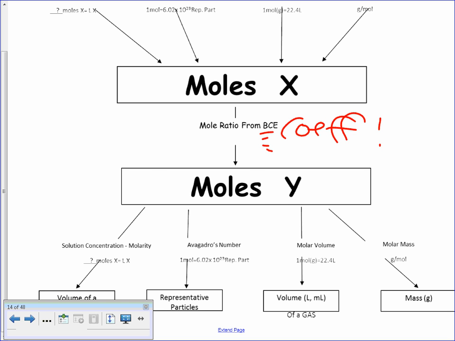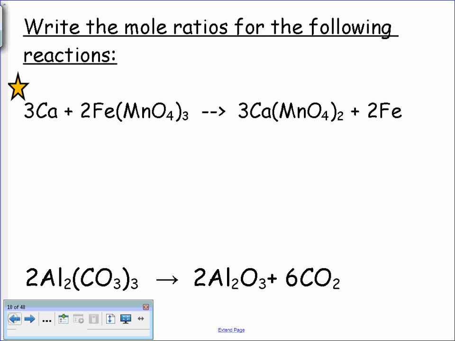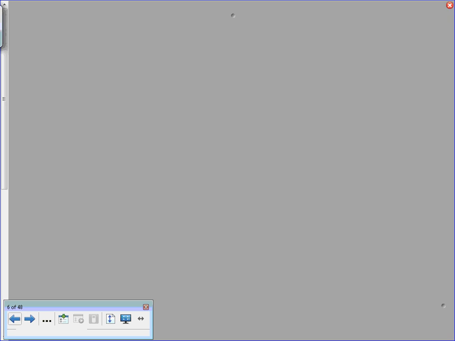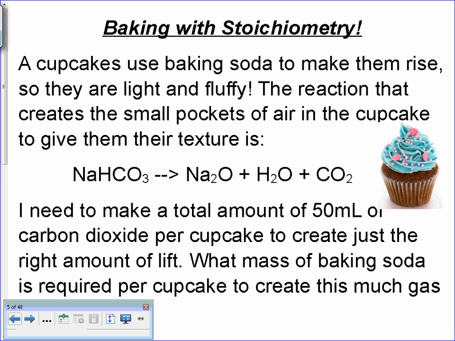So we're going to go through an easy example first with cupcakes. Who likes cupcakes? Hold up. Let me show you my cupcake example. I'm a little all over the place today. Okay, so here's my example.